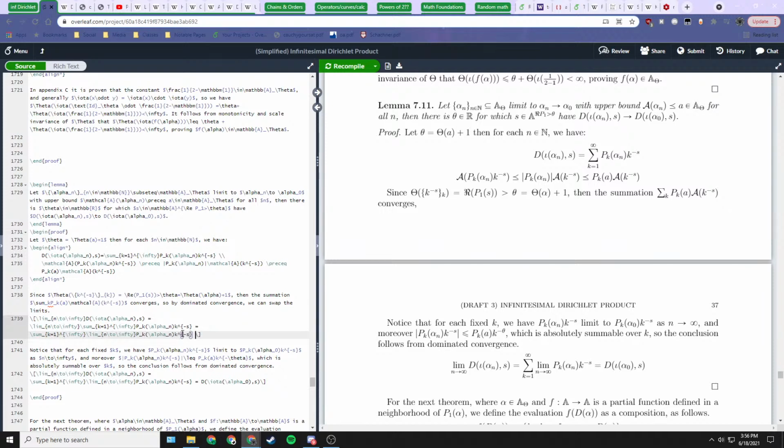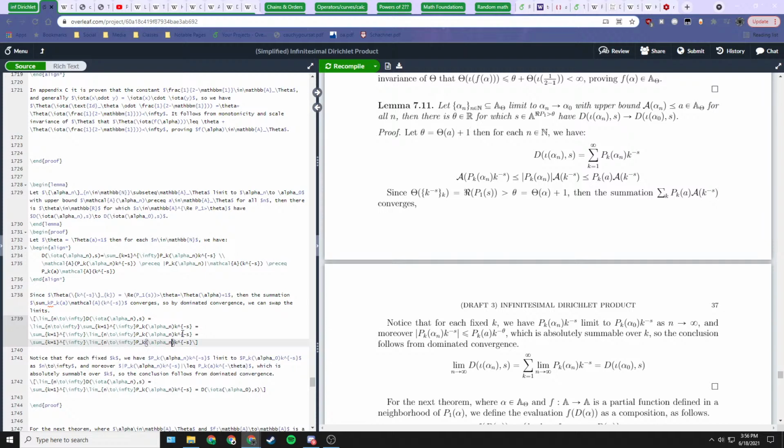Here, and then this is just with alpha 0 without the limit, which we have is d iota alpha 0 with s, and we're done.